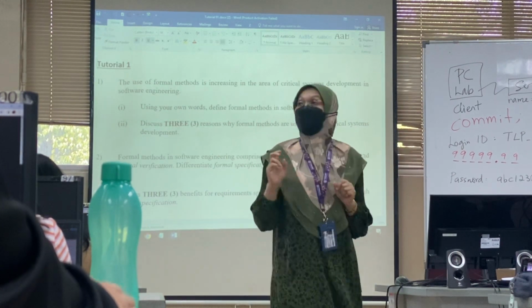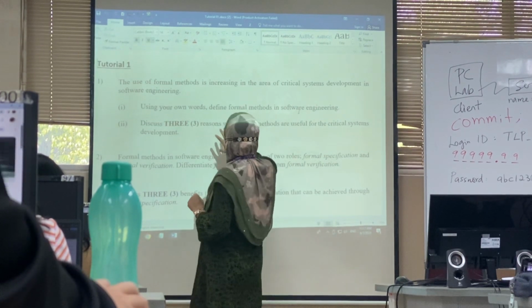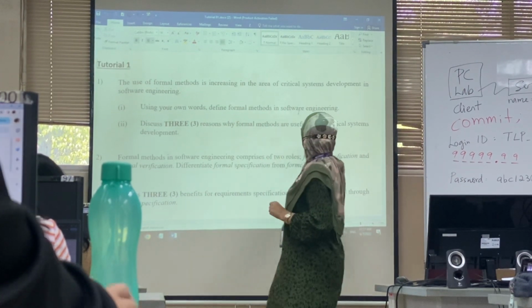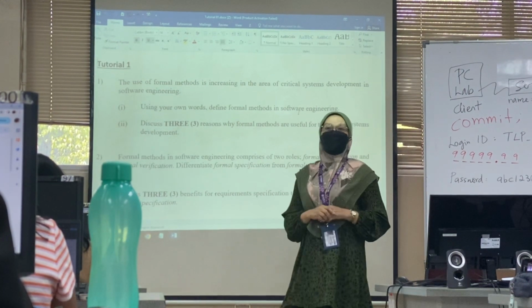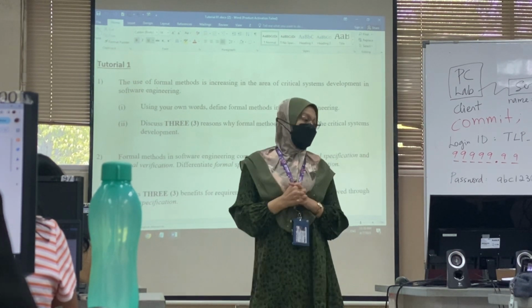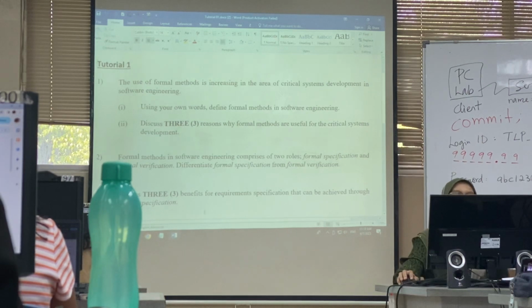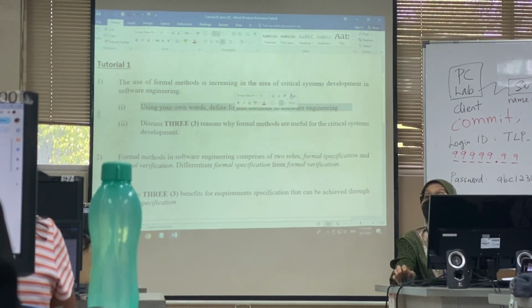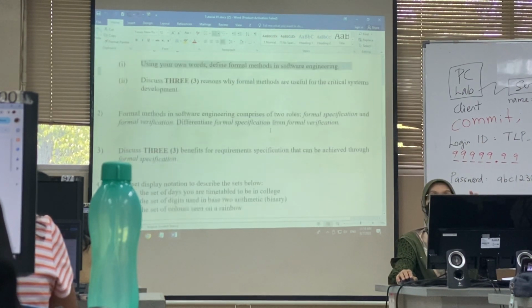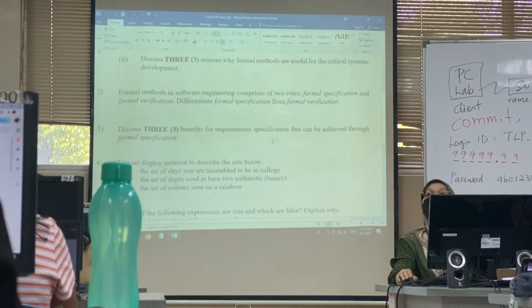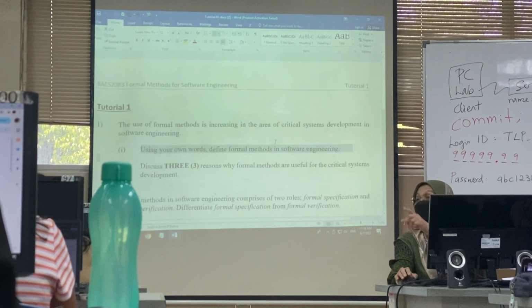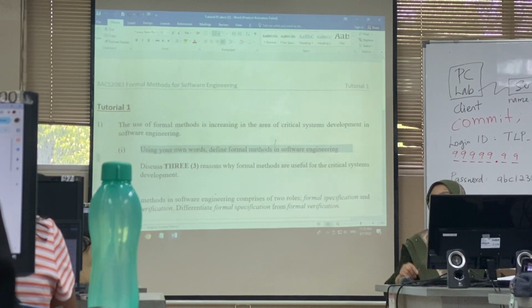Okay, so the next one, useful. Why is it useful in critical system? What do you think? This one you write down on your own, I will not give it. Normally for formal method, for Z schema and so on, I will give you a sample answer, meaning during discussion I will write the answer. But for theory, you write your own answer. No need for me to write the answer for you.